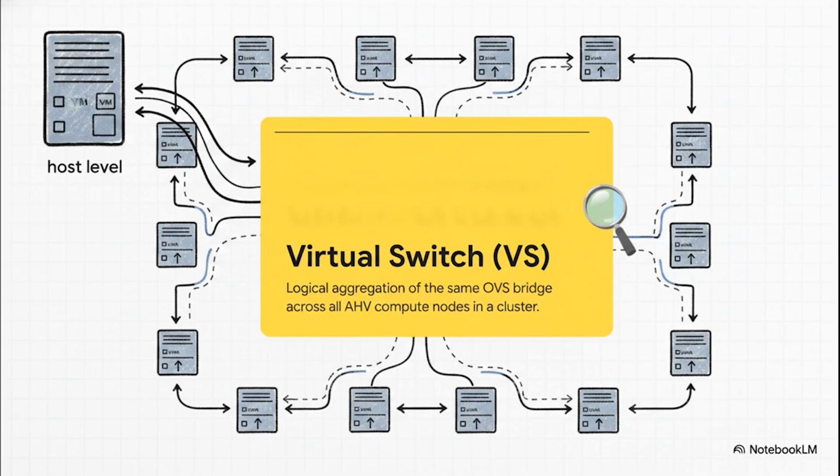I like to think of a virtual switch as a giant, invisible, physical chassis switch that spans your entire data center rack, except it's implemented purely in software. It logically spans your entire Nutanix cluster, which is awesome because it allows your VMs to experience a single unified network topology no matter which physical node they actually sit on.